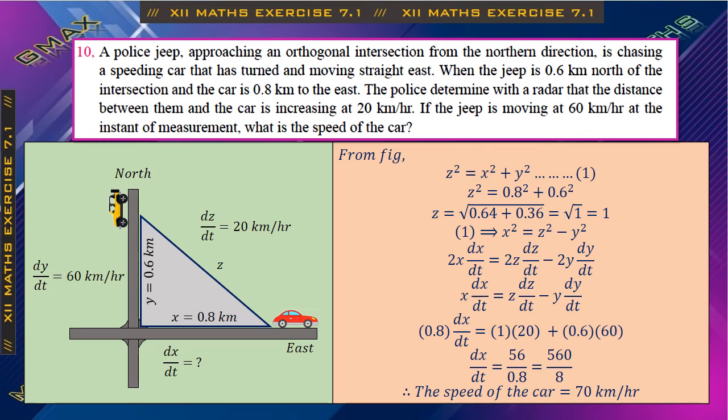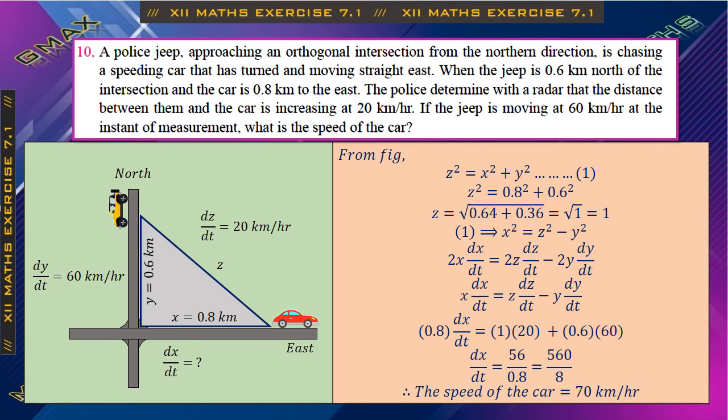10th, the conversion of a sum into a picture is very important. Okay, a police jeep approaching an orthogonal intersection from the north direction. Make it starting from the north and approaching the orthogonal intersection, it is chasing a speeding car that has turned and is moving straight east, that is moving towards east. When the jeep is 0.6 km north of the intersection and the car is 0.8 km east from the intersection.